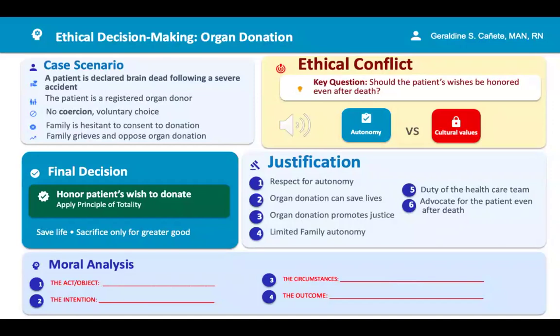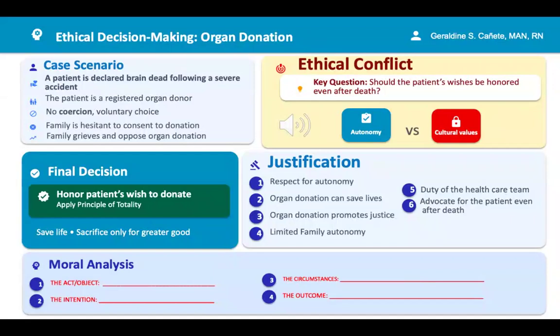Now, in this situation, the most ethically sound course of action is to gently and compassionately advocate for honoring the patient's prior decision to be an organ donor while acknowledging and respecting the family's grief and concern. The healthcare team has a responsibility to uphold the patient's autonomous wishes, which were made when they were competent and able to make their own decisions. Now, here's the justification for that action, which of course you can challenge.